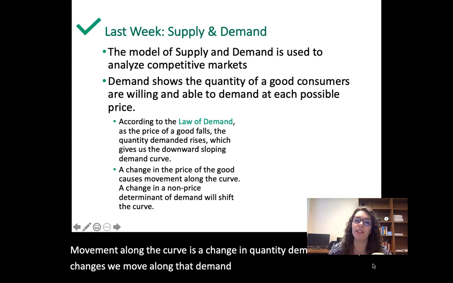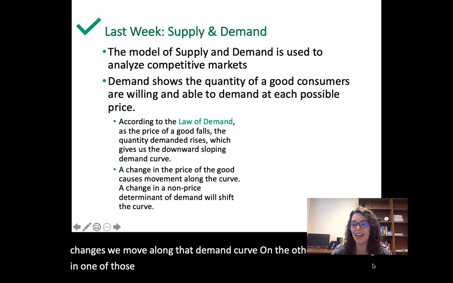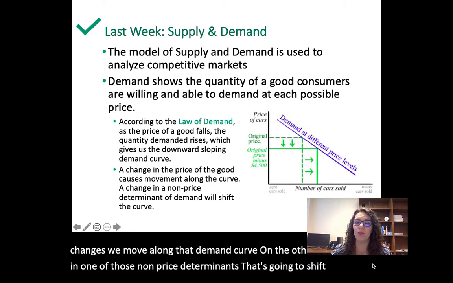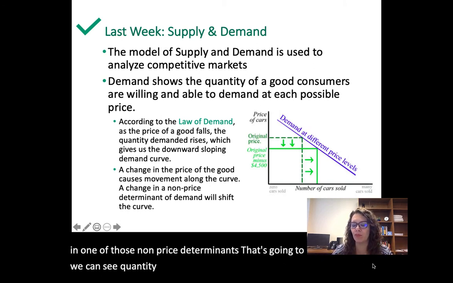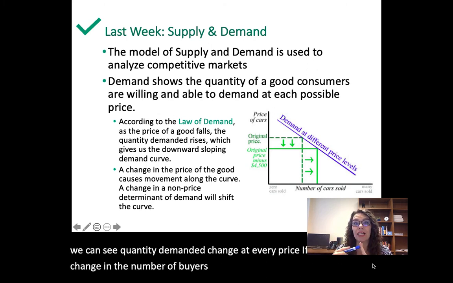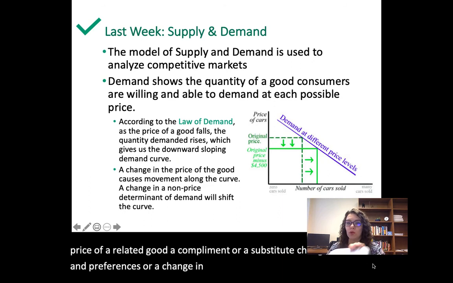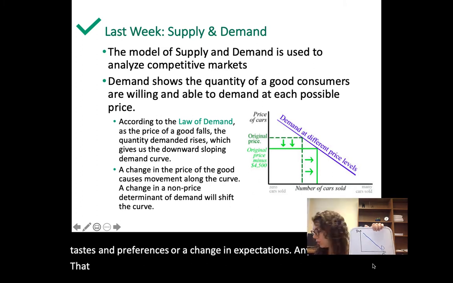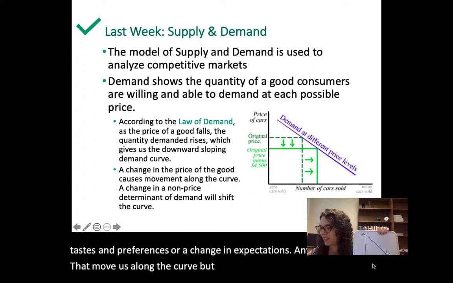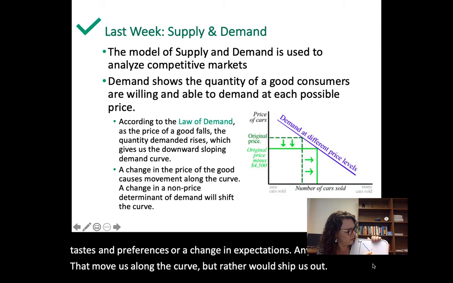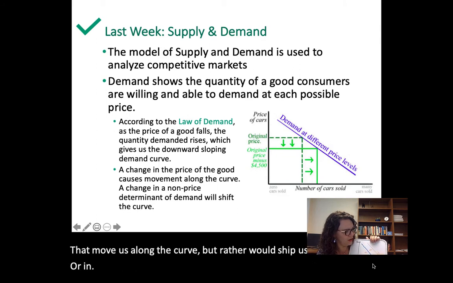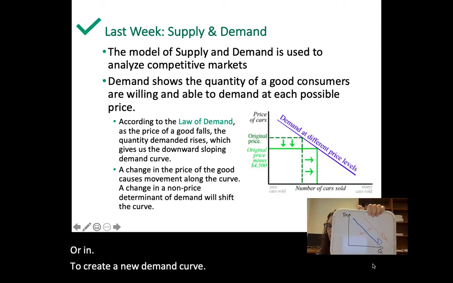On the other hand, a change in one of those non-price determinants, that's going to shift the curve. So we can see quantity demanded change at every price if we have a change in the number of buyers, a change in income, a change in the price of a related good like a complement or a substitute, a change in tastes and preferences, or a change in expectations. Any of those won't move us along the curve, but rather would shift us out or in to create a new demand curve, right?